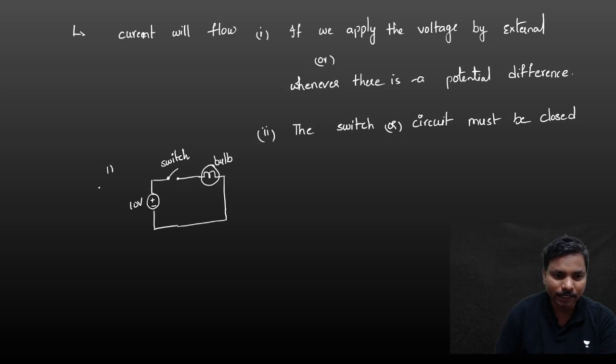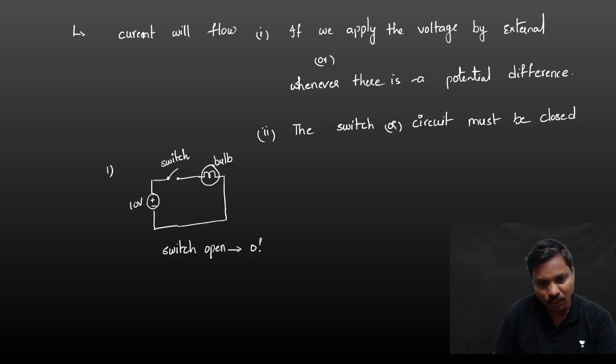Okay, let us take case one. Here switch is open. Switch open means, all of you note this point, switch open means switch off. Okay, in our normal terminology, switch open means switch off. Whenever the switch is off, no current is flowing. Current is zero.